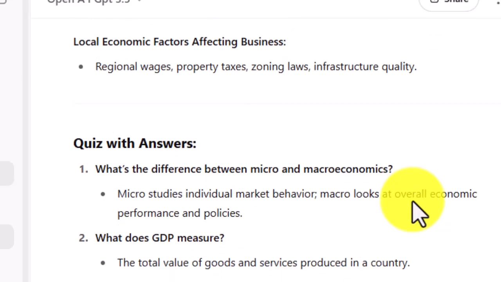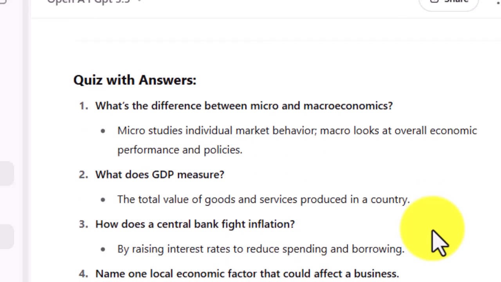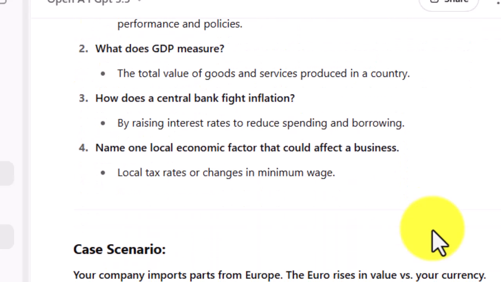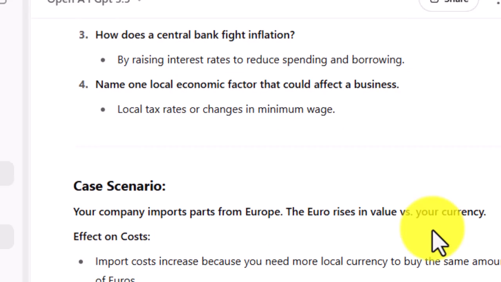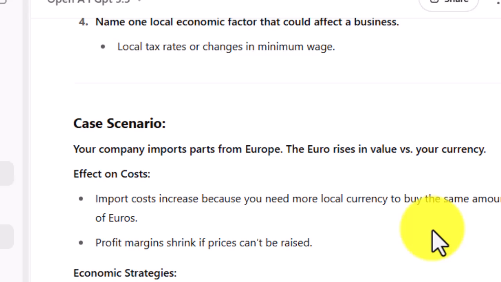What is the difference between micro and macroeconomics? Micro studies individual market behavior. Macro looks at overall economic performance and policies. What does GDP mean? It measures the total value of goods and services produced in a country. How does a central bank fight inflation? By raising interest rates to reduce spending and borrowing. Name one local economic factor that could affect a business: local tax rates or changes in the minimum wage.